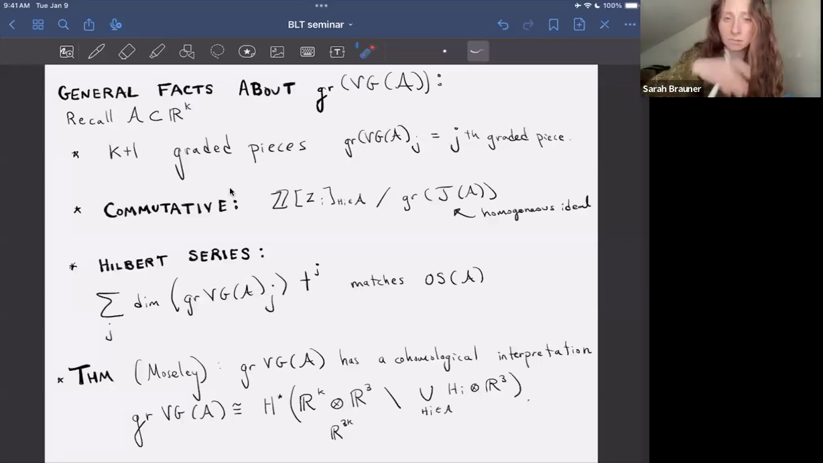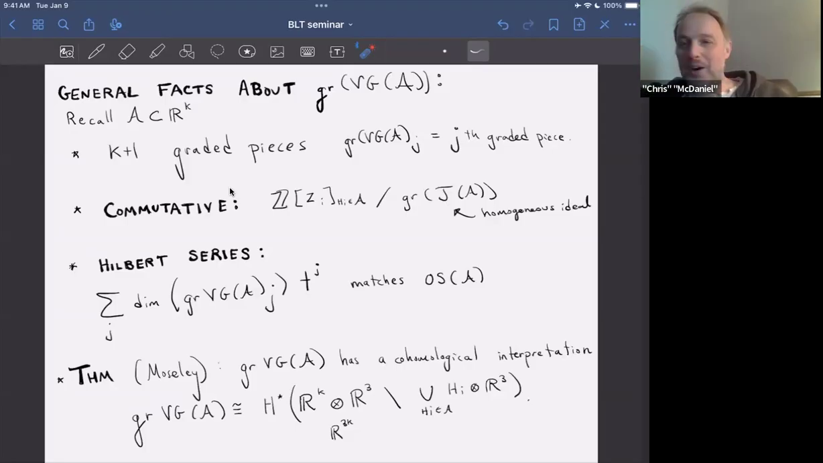Maybe this is a completely stupid question, but should I always expect the sum of the Frobenius characters of the associated graded to be equal to the Frobenius character of the original? Is that stupid? Yes, as long as you're working in characteristic zero. So as long as your representation is semi-simple, that's true.